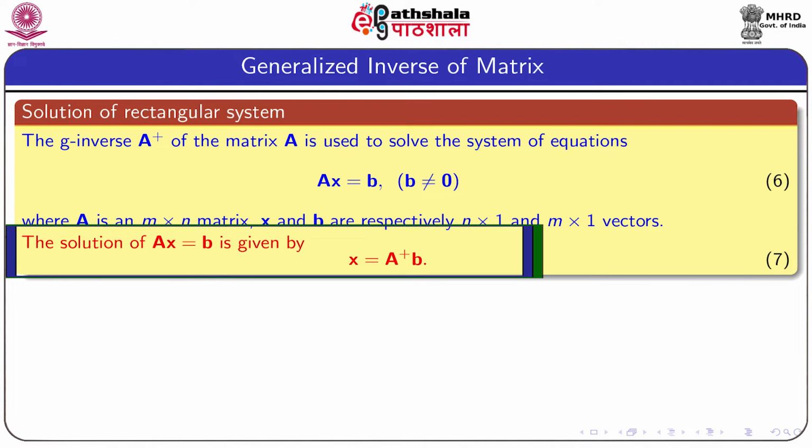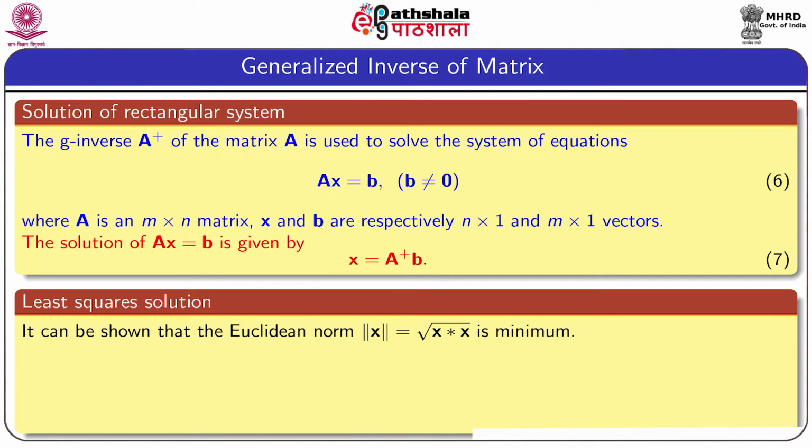The solution of the system of equations Ax equal to B is given by the formula x equal to A plus B, where A plus is the Moore Penrose inverse of the coefficient matrix A. Now, this solution obtained in equation 7 is the least square solution. It can be shown that the Euclidean norm of the vector is minimum.